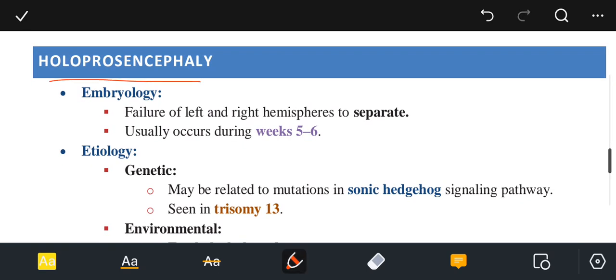Holoprosencephaly, embryology: failure of the left and right hemisphere to separate. In a normal human being, you know that this is the left hemisphere, and then we have an indentation, then we have the right hemisphere. If the right and left hemispheres are not separate and are just fused together, there is only one hemisphere. This is called holoprosencephaly. It usually occurs during week 5 and 6.